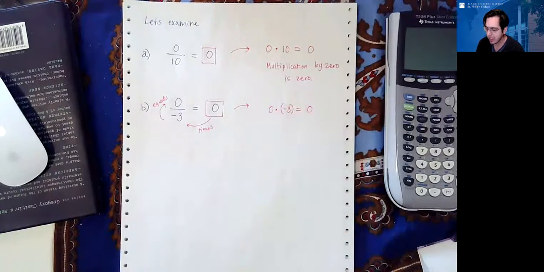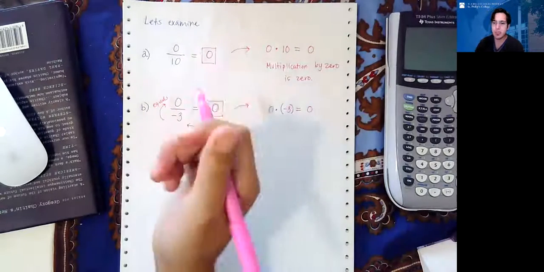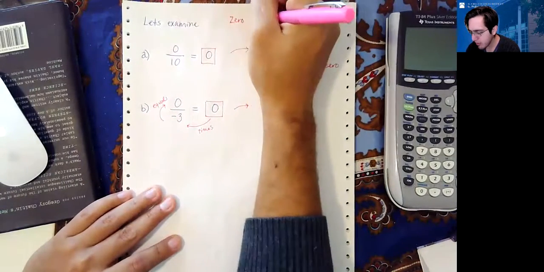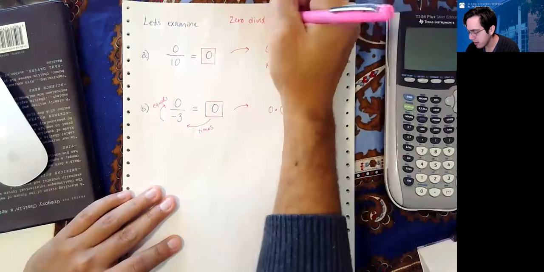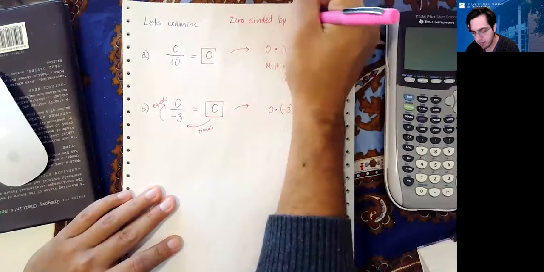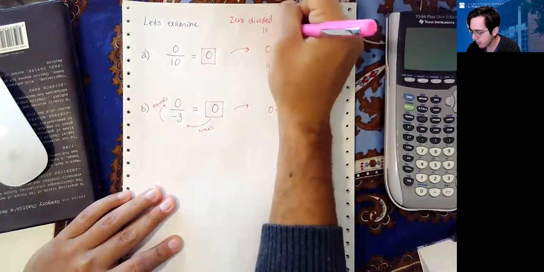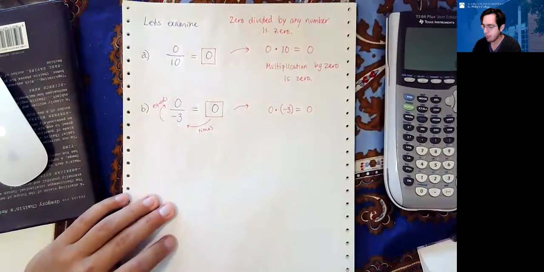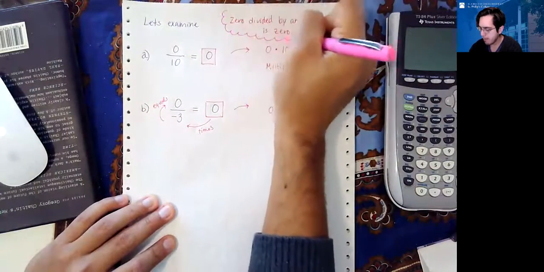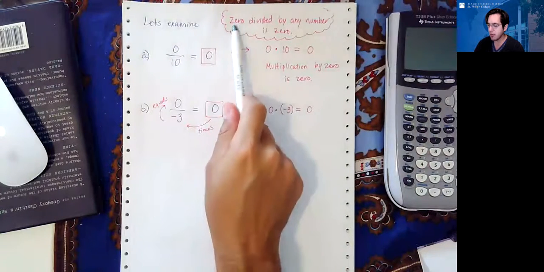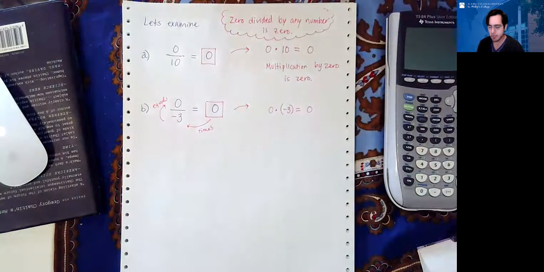Okay. But in any case, what these two examples should establish for us is a general rule that 0 divided by anything is 0. But I don't want you to overgeneralize that. This is true for 0 divided by any number.